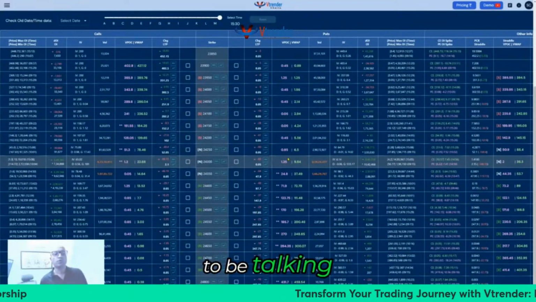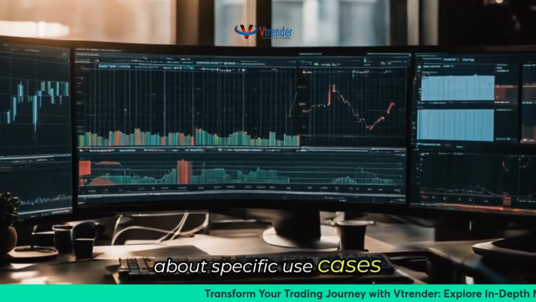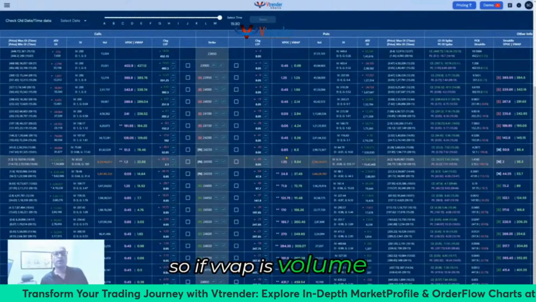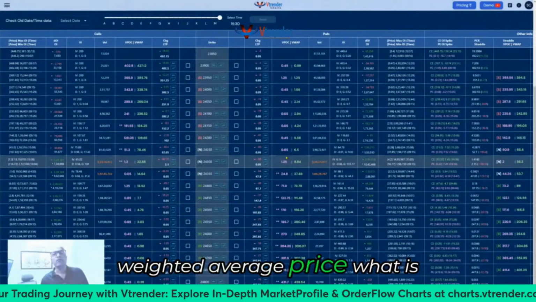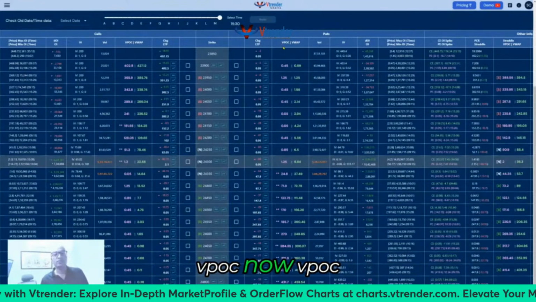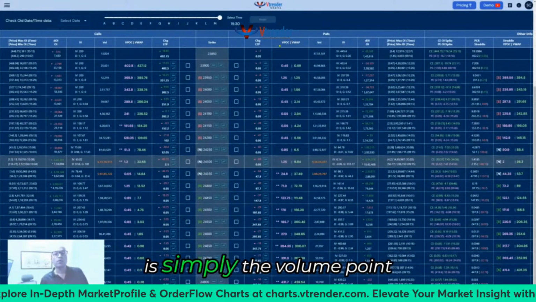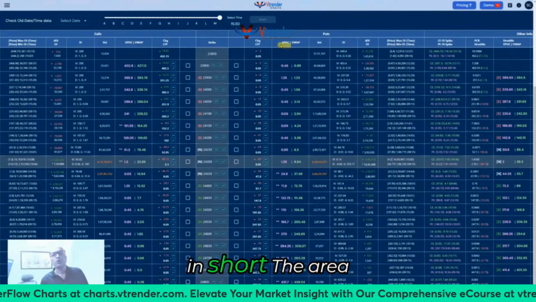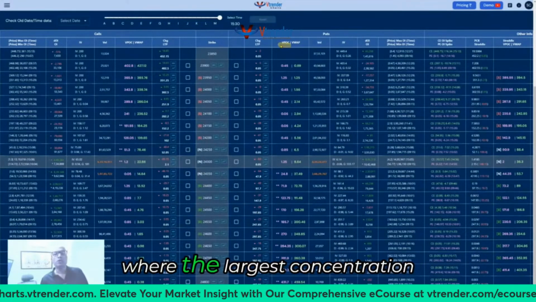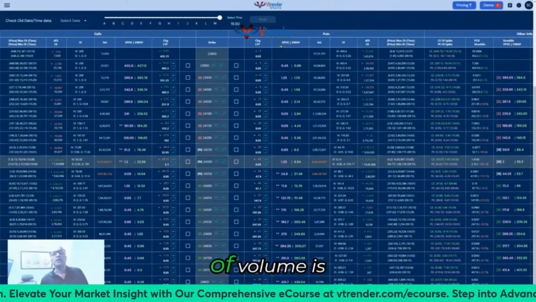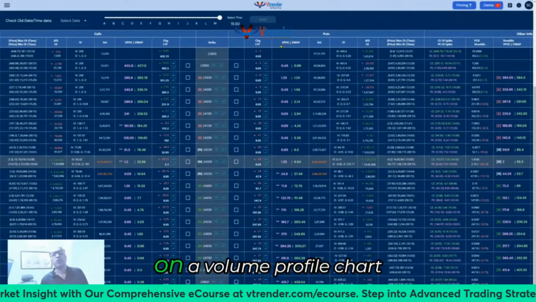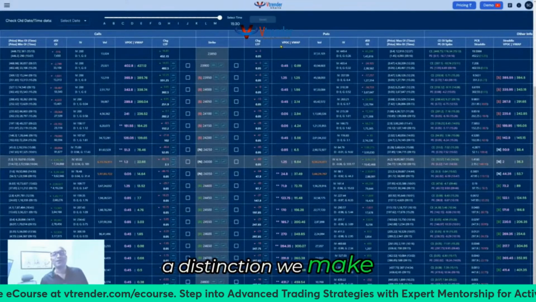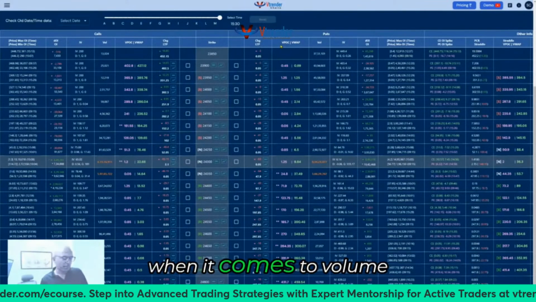Today, we're going to be talking about specific use cases of the options market, right? So if VWAP is volume weighted average price, what is VPOC? Now VPOC is simply the volume point of control, or in short, the area where the largest concentration of volume is on a volume profile chart.